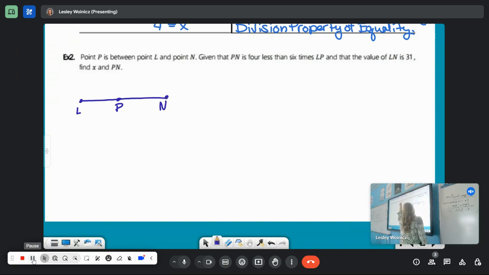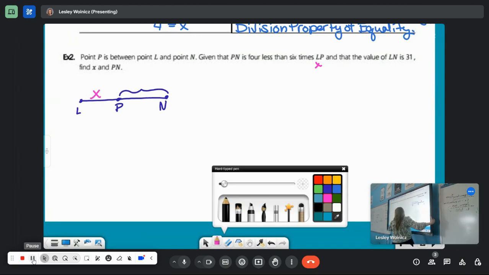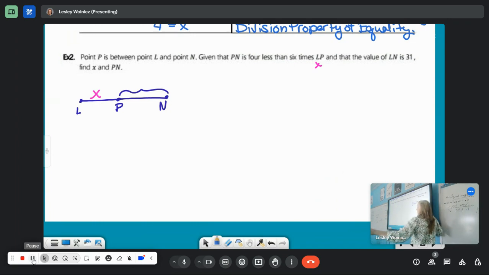We are given that PN, that's this bit, is 4 less than 6 times LP. Can we make LP x? Would that help us a little bit? Do we know what LP is? Okay, so if I make LP x, how do I write 4 less than 6 times x? Okay, I think you said it. 6 what? 6x. Good, good. 6x. We want 4 less than that. So would I add 4 or subtract 4?